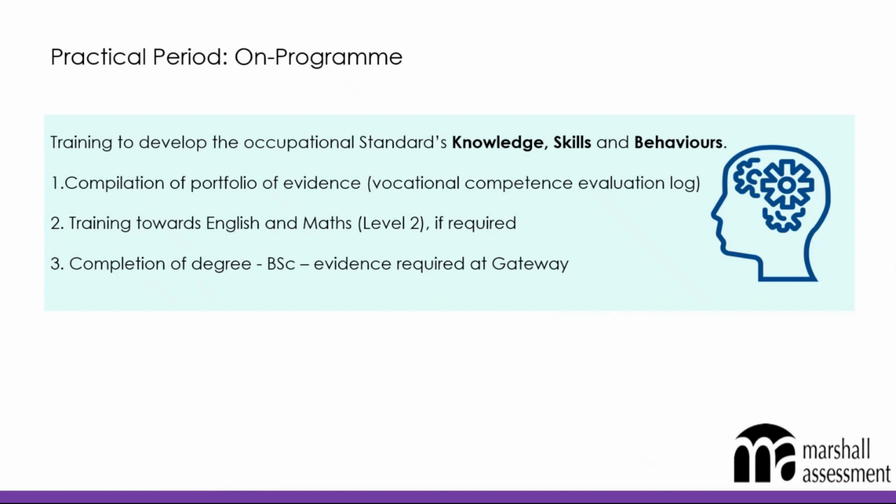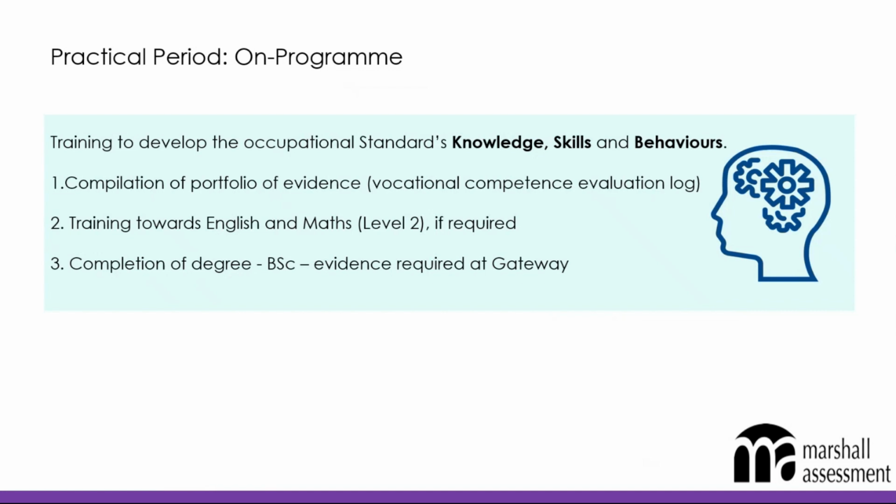So endpoint assessment organisations like to orientate, which we're going to do now, those candidates or learners, apprentices, about the apprenticeship assessment process, but also what evidence needs to be collated, because at Gateway, we need to effectively check. So it is a point in time where we check that you have developed all the KSBs, you have your vocational competence evaluation log, you have evidence of your English and maths at level 2, and we have at least, if not a certificate, a proof of claim by your HEI that you have completed your degree.